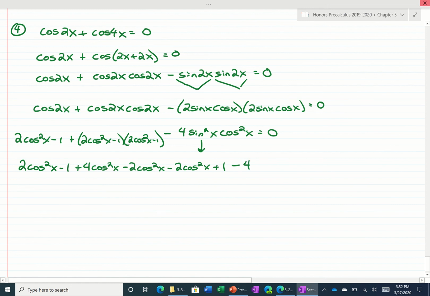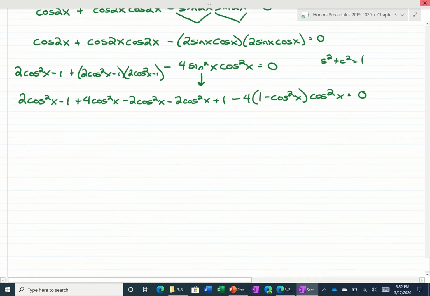And instead of writing sine squared, I'd prefer just to have everything in terms of cosine. That just makes me feel better. So I'm going to convert that. Sine squared is equal to 1 minus the cosine squared of x. All right, so let's see what we're working with here.